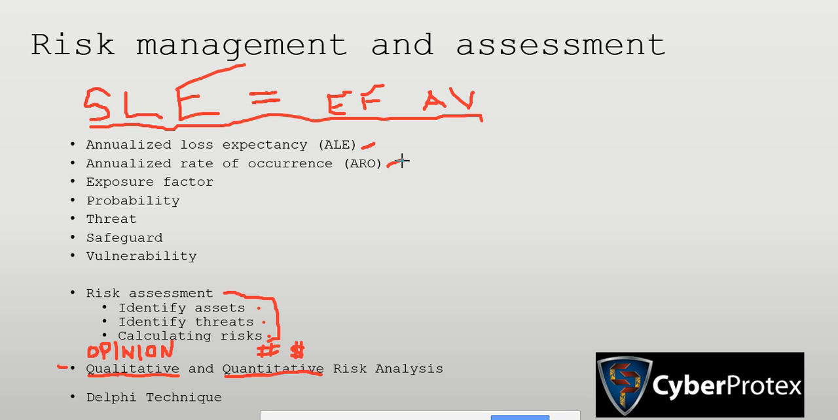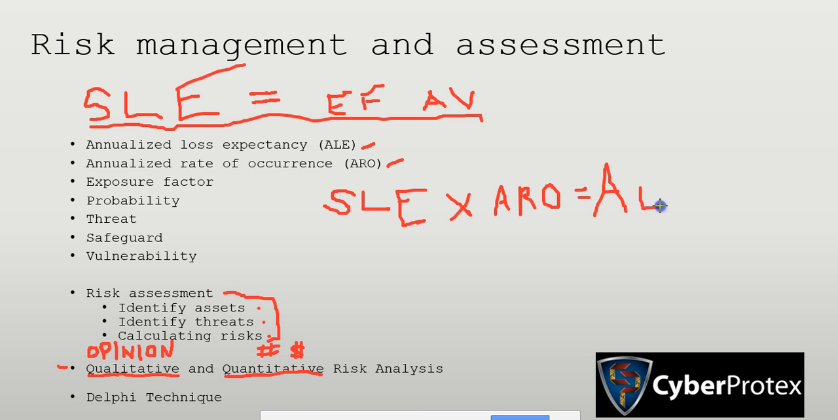The interesting thing, and this is probably the most important thing I'm going to show you here, is what you're going to see on the exam: the SLE, single loss expectancy, times the ARO, annualized rate of occurrence, equals the ALE.